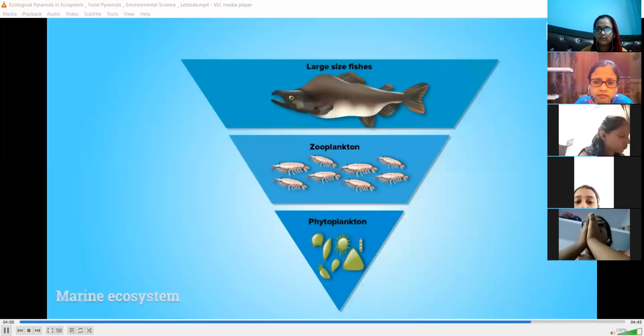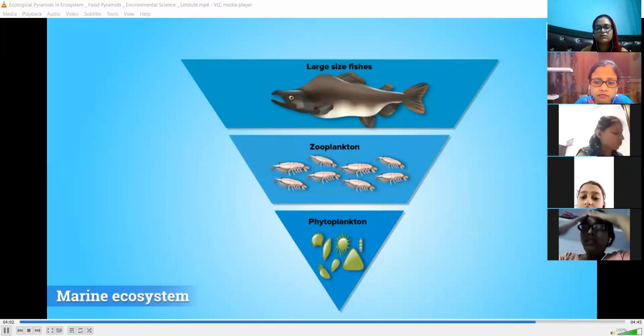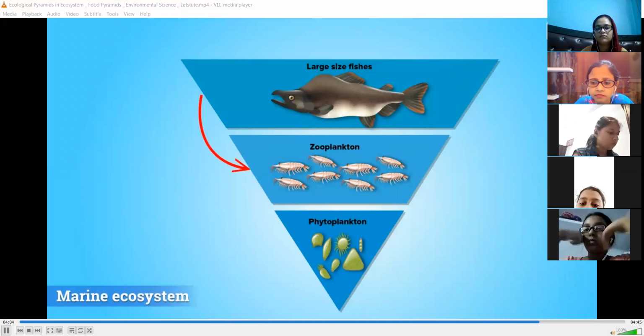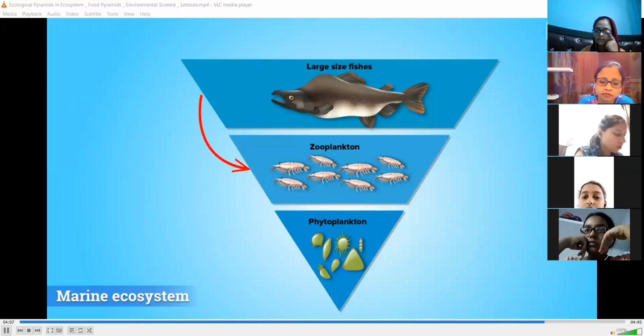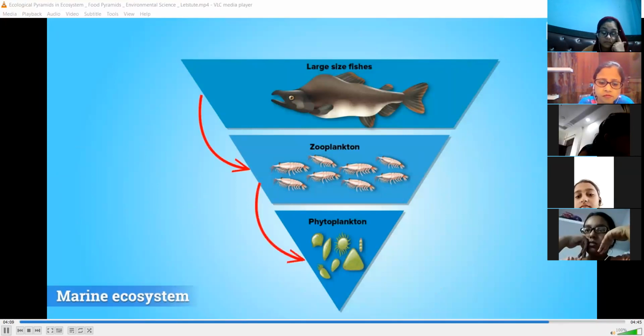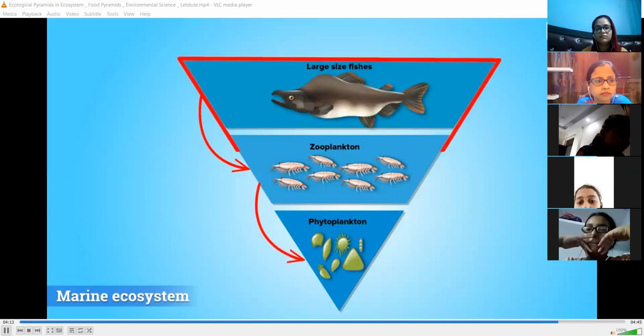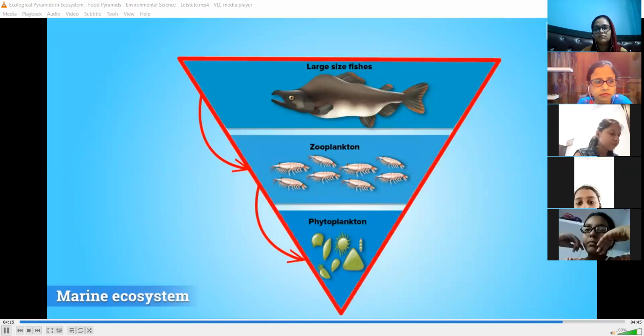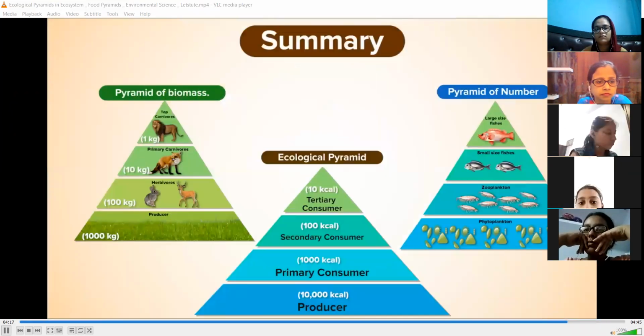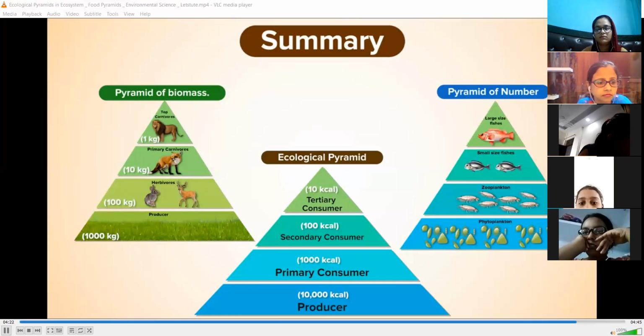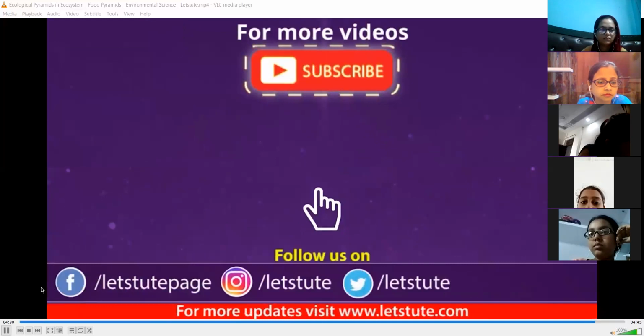Now consider a marine ecosystem. The large-sized fishes depend on tiny-sized zooplanktons, which in turn depend on much tinier phytoplanktons, thus showing an inverted pyramid of biomass. So to summarize, we saw the 3 different types of pyramids, which graphically represent the different trophic levels and also show the efficiency and functioning of an ecosystem. So that's it for today's.